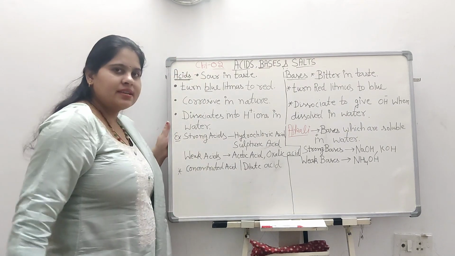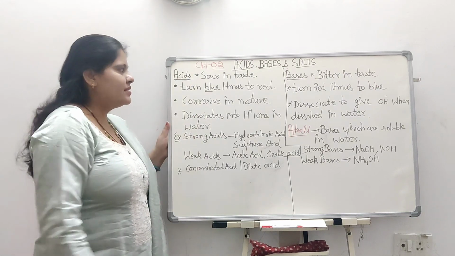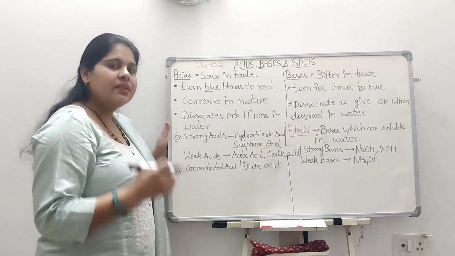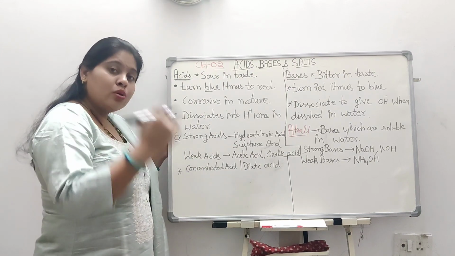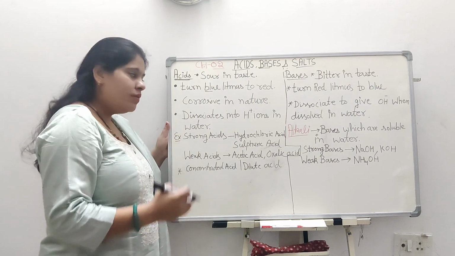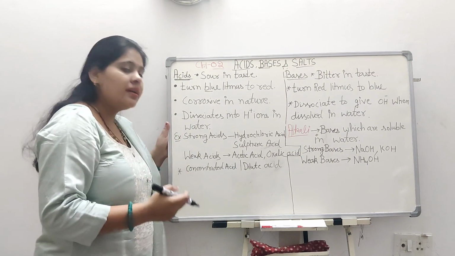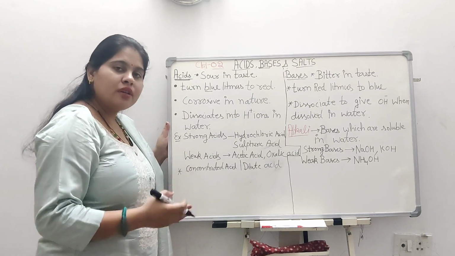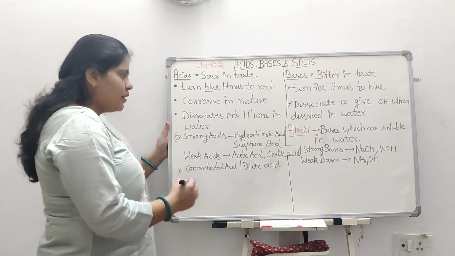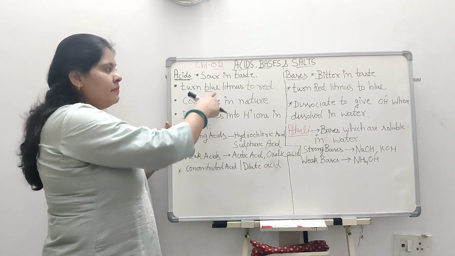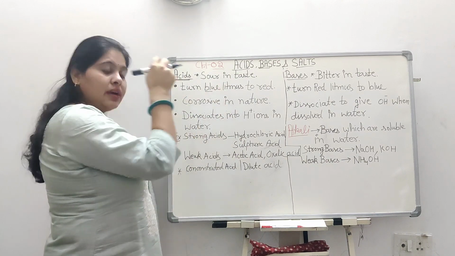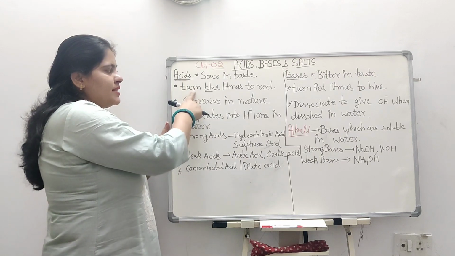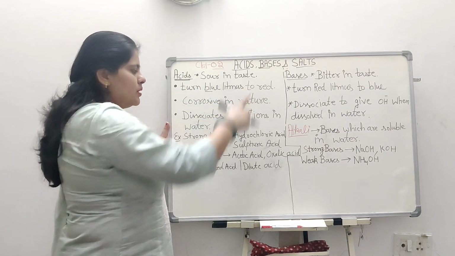First, let's look at acids. So what are acids? Acids are chemical substances that, when dissolved in water, dissociate into H positive ions. Again, I am repeating, these are the substances that when dissolved in water dissociate into H positive ions, and when we dip blue litmus paper into acidic substances, it turns red. So acidic substances turn blue litmus to red.